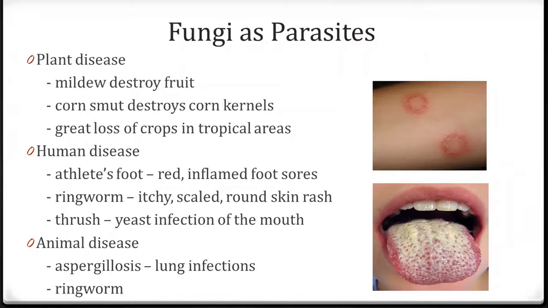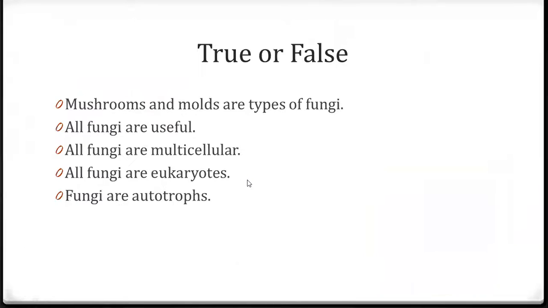Human disease: athlete's foot, red inflamed foot sores; ringworm, an itchy, scaled, round skin rash. Thrush is a yeast infection of the mouth. If your tongue gets like that, babies get it a lot. Animal disease can also happen. Okay, so I'm going to have you guys push pause right now and work on the multiple choice questions in your packet. And then when I come back, after you hit unpause, we'll go over the answers. So make sure you hit pause and do them on your own.